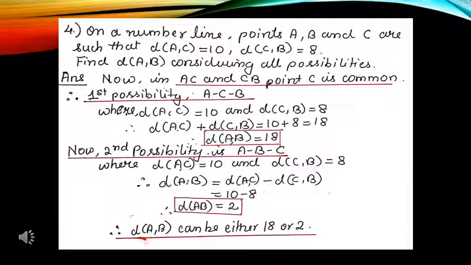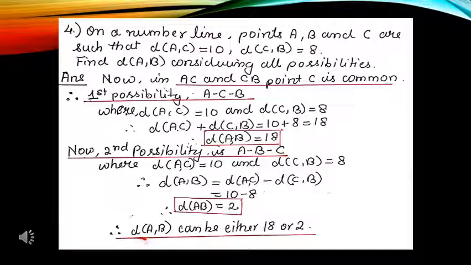Now we start with question 4. They have given us here 3 points A, B, C such that distance AC is 10, distance CB is 8. We have to find the distance between AB and we have to consider all possibilities. Now what is the meaning of considering all possibilities? We'll see that.